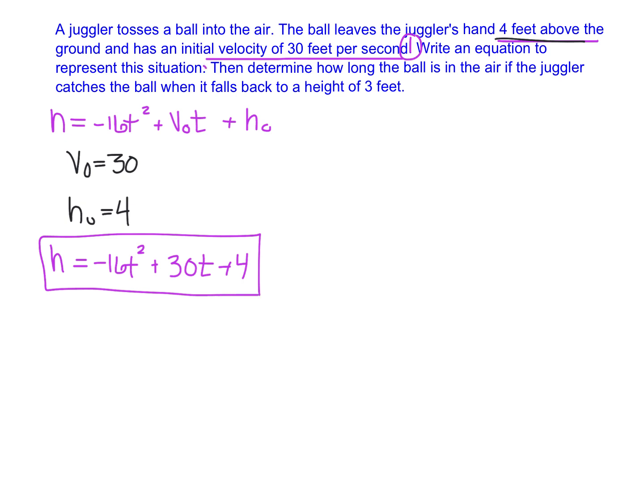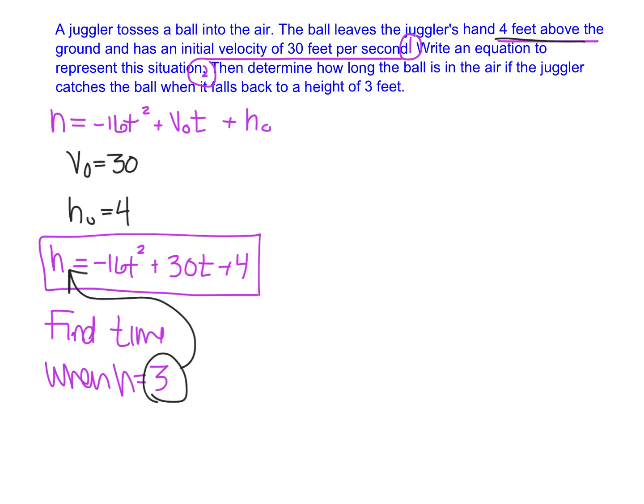Now that we have an equation, let's look at part 2. It says, determine how long the ball is in the air if the juggler catches the ball when it falls back to a height of 3 feet. So we want to find the time when h is equal to 3. We substitute this value of 3 in for h. If we rewrite this, we have 3 equals negative 16t squared plus 30t plus 4. And this is the quadratic equation that I need to solve.